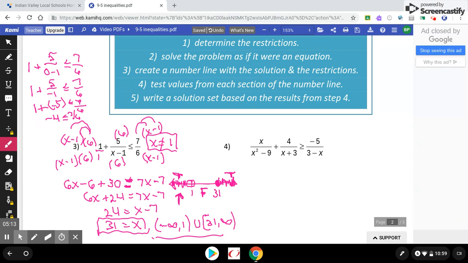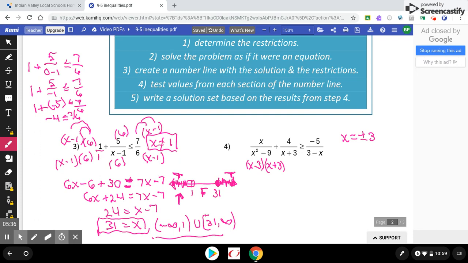Hey, when in doubt, factor it out. So I'm going to do a little factoring right here. X minus 3, x plus 3. And it helps for several reasons. I can determine my restrictions. So I know that x can't be 3. And I know that x can't be negative 3. So plus minus symbol there if you wanted to.